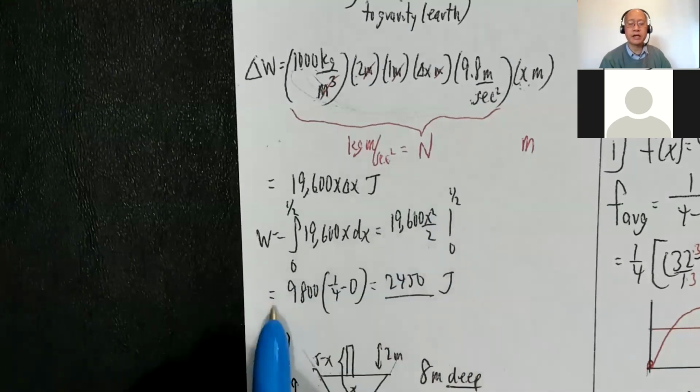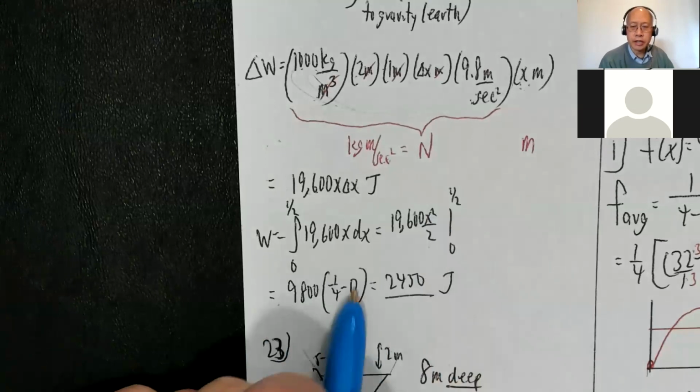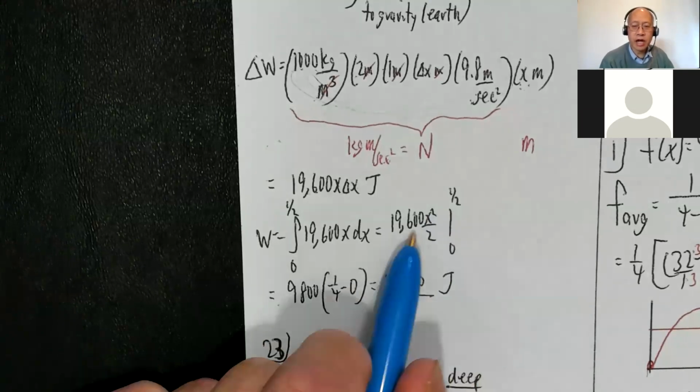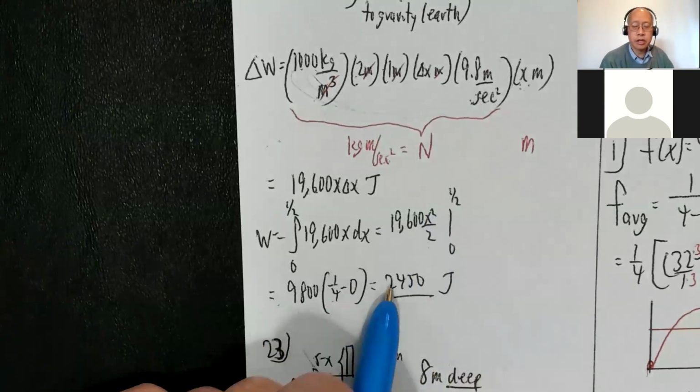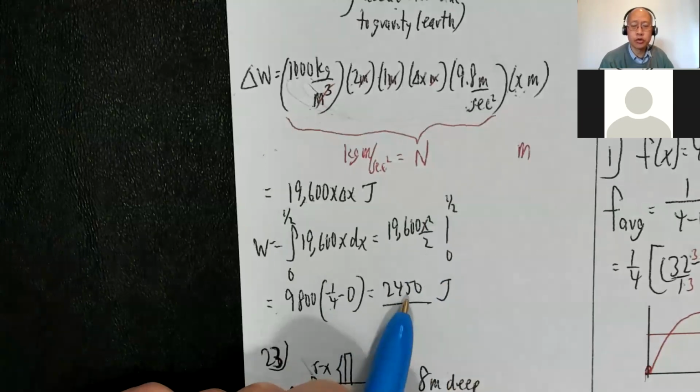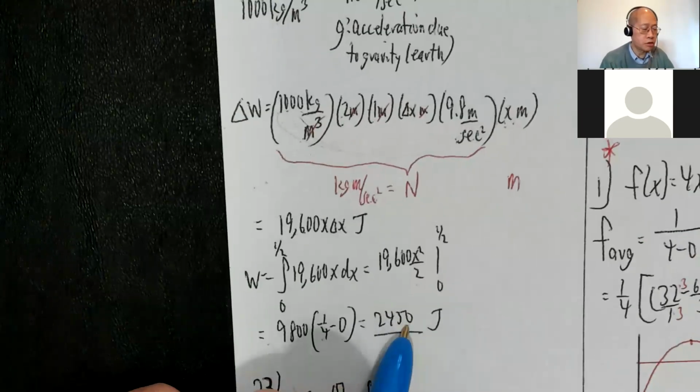19,600 divided by 2 is 9,800. Plug in 0, you get 0. Plug in 1/2. 1/2 squared is 1/4. Punch it in your machine. 2,450 joules. So the answer is 2,450 joules.